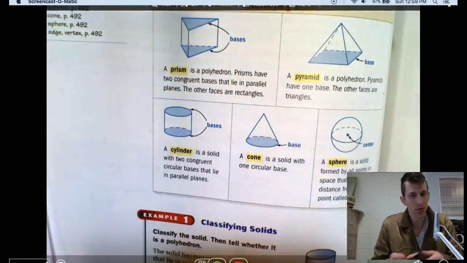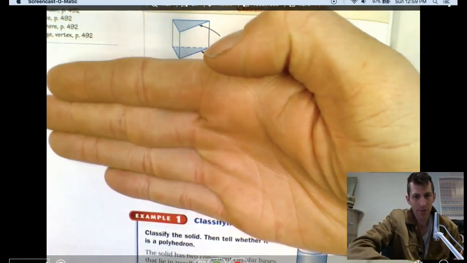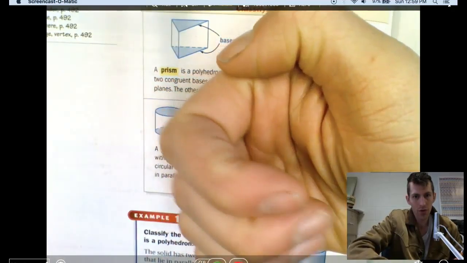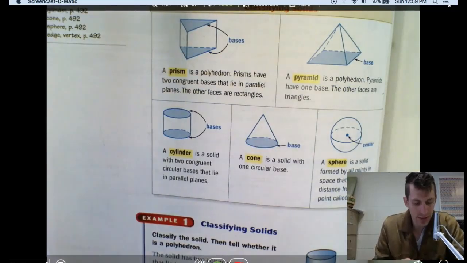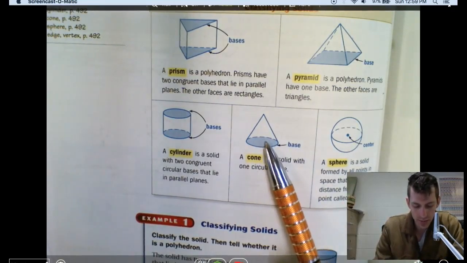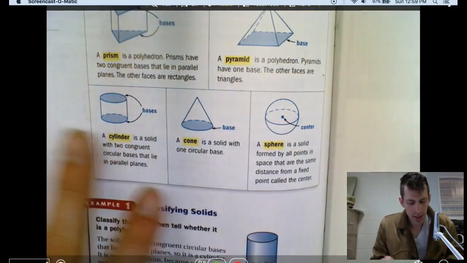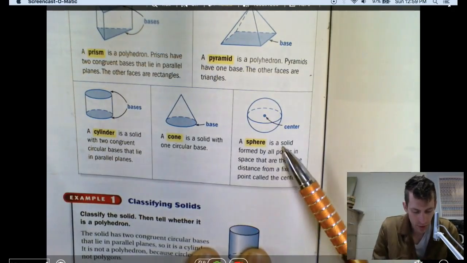Got a little scrape on my hand there. Curved rectangle. If you flatten that out, right? It's a rectangle, just curved around these circular bases. Okay, a cone, solid with one circular base. You know what a cone is. And a sphere is golf ball, baseball, soccer ball, right?